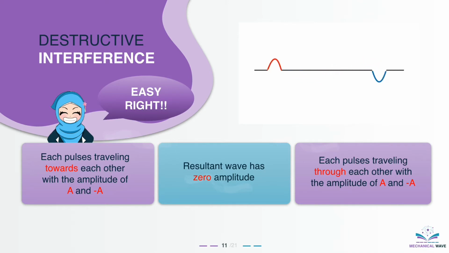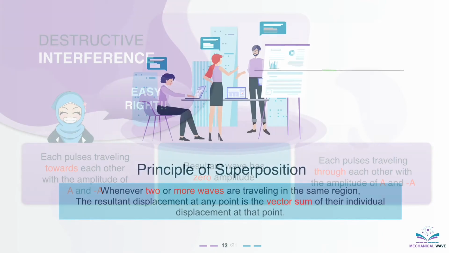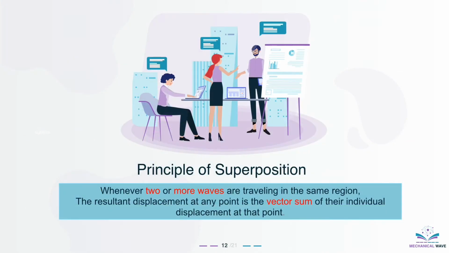By the way, what does the principle of superposition mean? The principle of superposition is defined as: whenever two or more waves are traveling in the same region, the resultant displacement at any point is the vector sum of their individual displacements at that point.